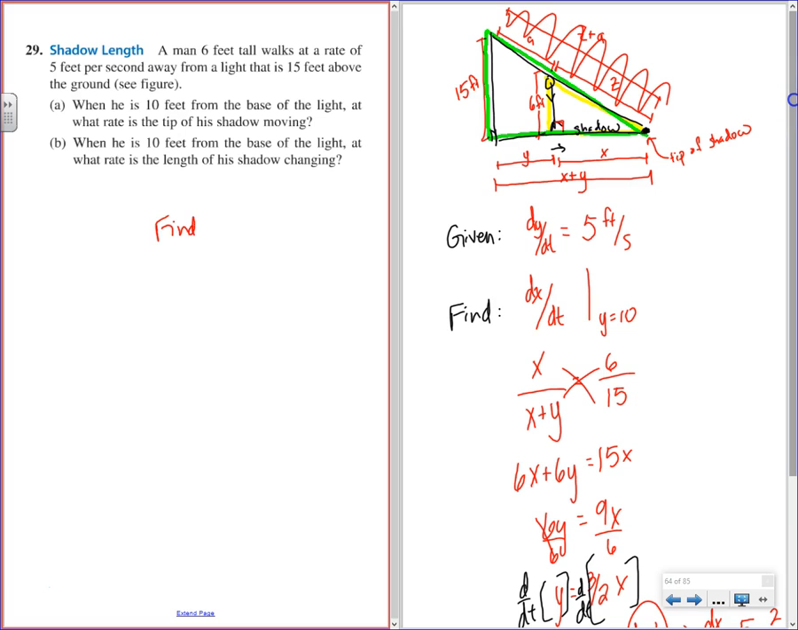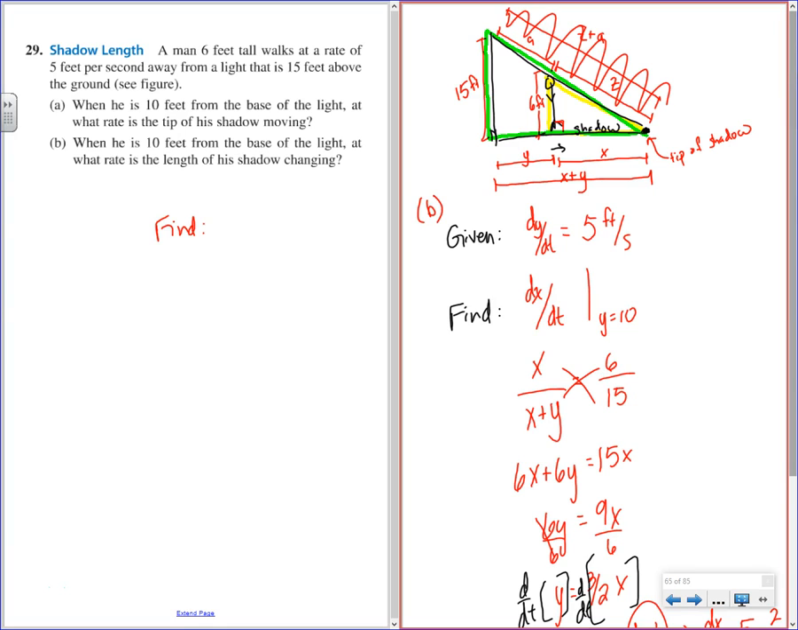Find the tip of the shadow moving versus... I solved B. Yeah, I did the length of the shadow. The tip of the shadow would be the entire thing. Maybe x plus y. That's B.